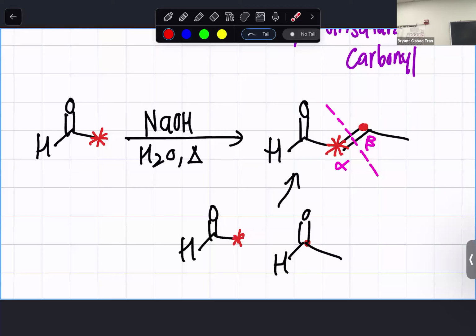on that alpha carbon. Once we have formed our nucleophile, we have to look for something to attack as our electrophile. The something else to attack is another version of itself. So that's why this is self-aldol. It attacks another version of itself, which will eventually turn into this after dehydration.